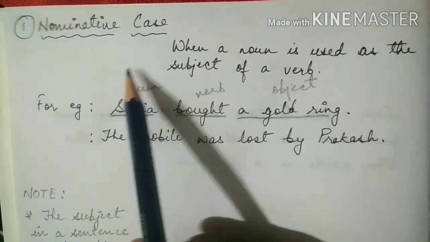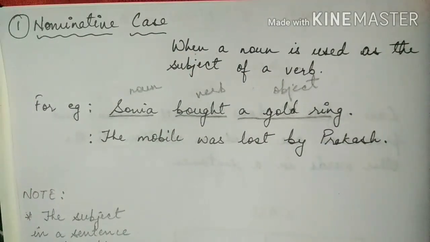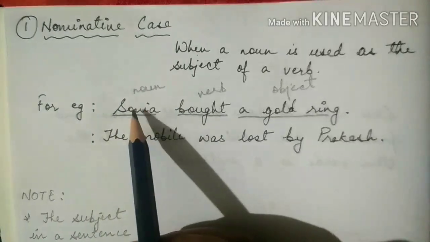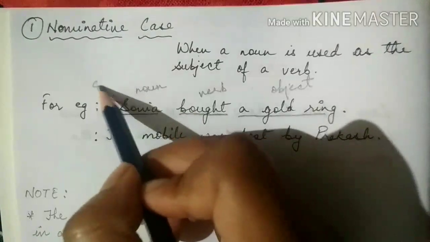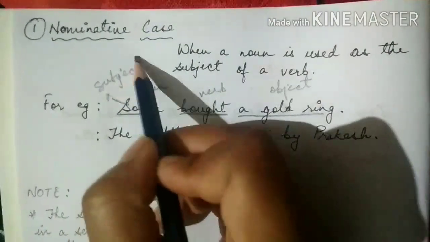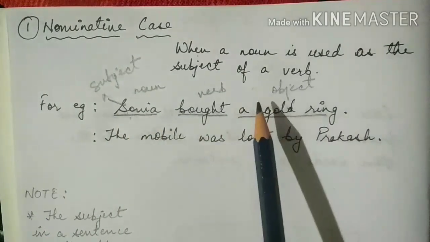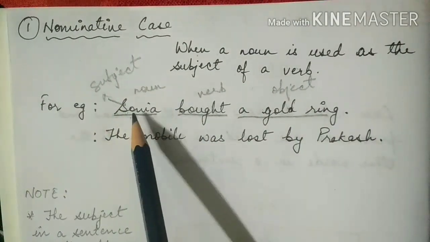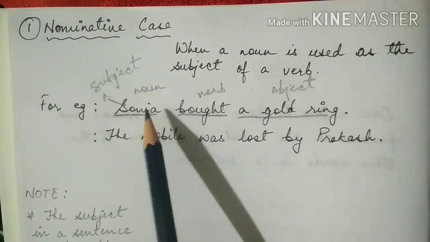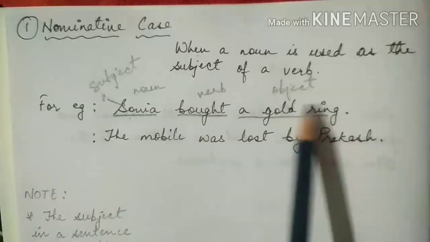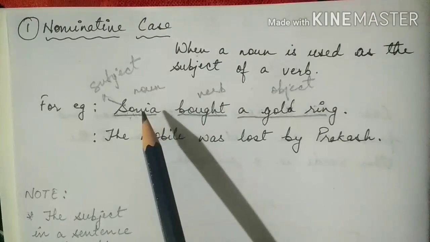Fine. Now what does the sentence say? It says that the noun is used as the subject. So if Sonia is our noun, this will be our subject. Now what is the subject? Subject is what we are talking about. So here we are talking about Sonia, and what are we saying about the subject? That Sonia bought a gold ring. This bought was the action that was performed by Sonia.